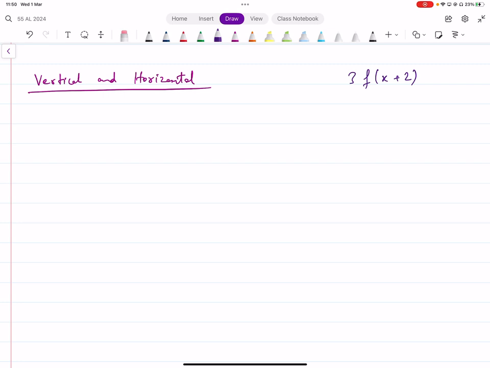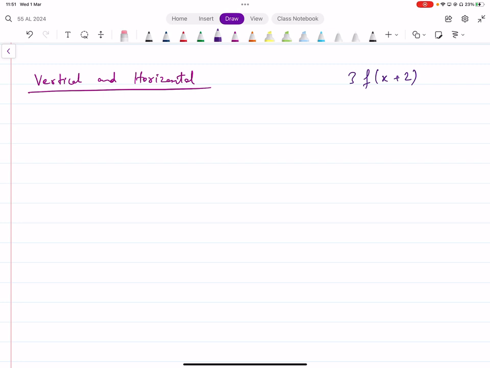Now, what do we do first? Should we do stretch first? Should we do translation first? How do we know that? Remember, vertical से क्या होता है? Y coordinates change होते हैं. Horizontal से क्या होता है? X coordinates change होते हैं. These two are independent of each other. It does not matter whether you do vertical पहले या horizontal पहले.